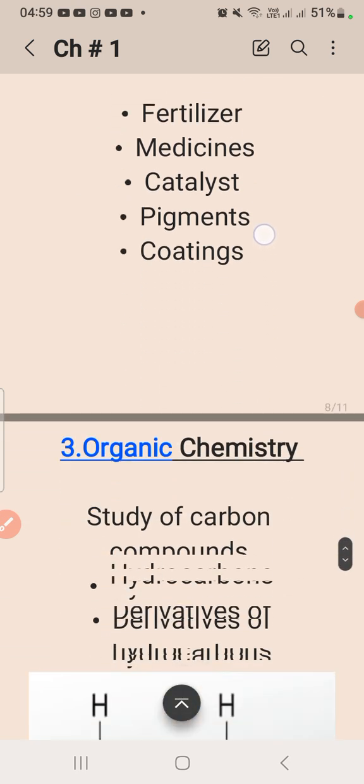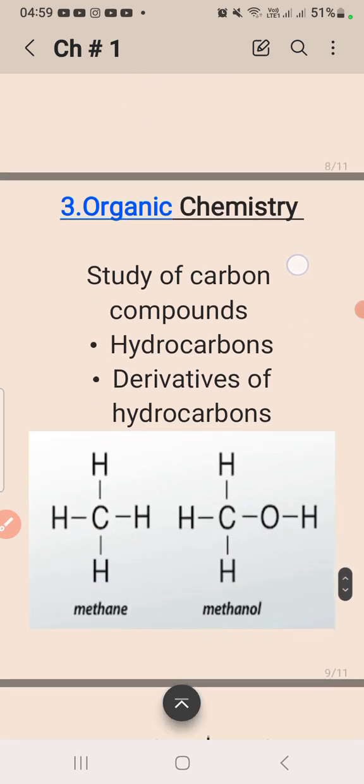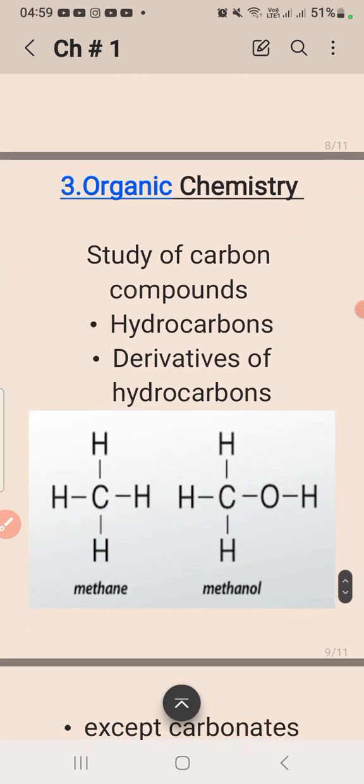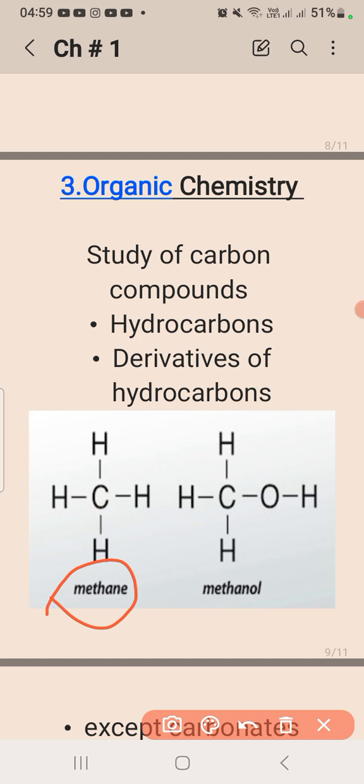The next branch of chemistry is organic chemistry. It's the study of carbon compounds. These carbon compounds are called organic compounds. There are two categories. One is hydrocarbons and the other is derivatives of hydrocarbons. Hydrocarbons are the compounds which contain only carbon and hydrogen in them. You can see the example over here, methane. It's composed of one atom of carbon and 4 atoms of hydrogen.